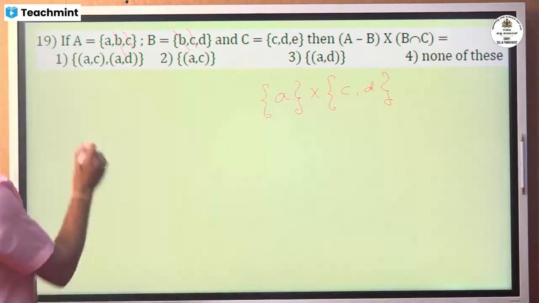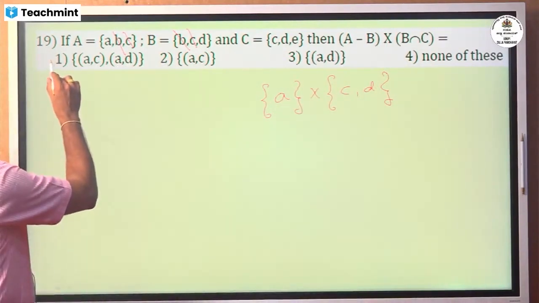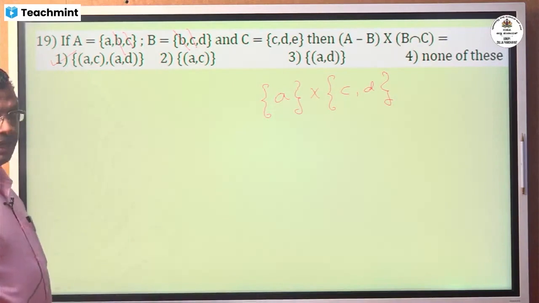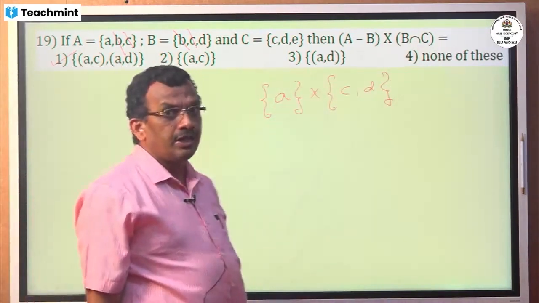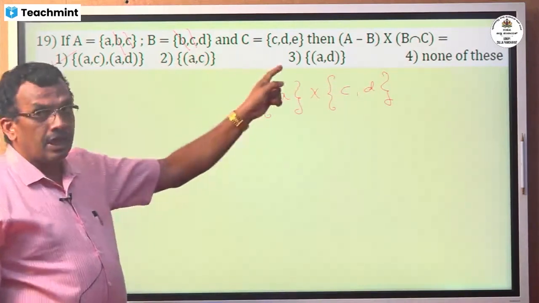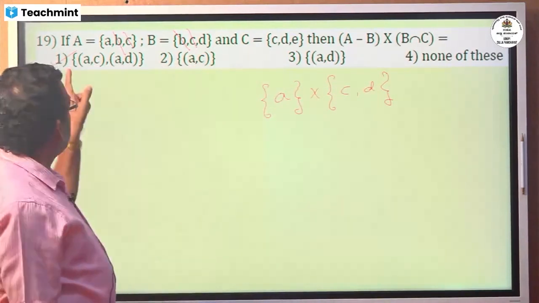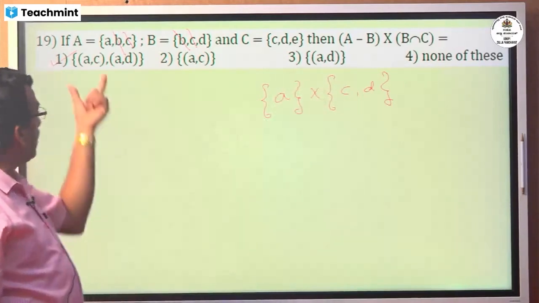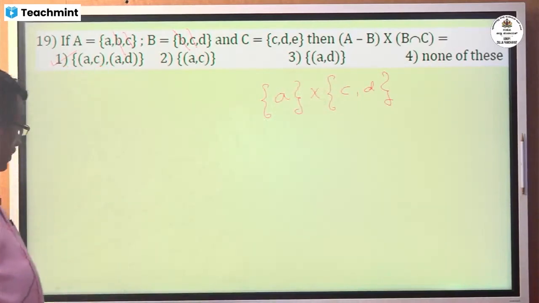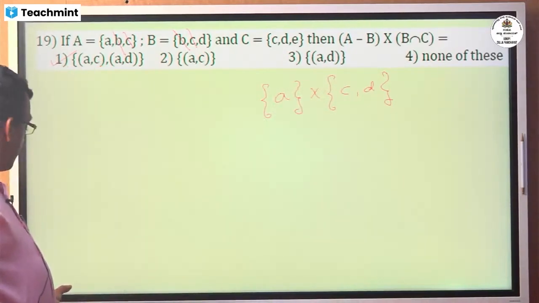If you observe the options, we have only one option with AC and AD. If that is not the answer, your answer is none of this. Because second one is not the answer, third one is also not the answer. If the first one is not the answer, your answer is the fourth one, none of this. You know that first one is the answer, hence the solution is A, C, A, D.